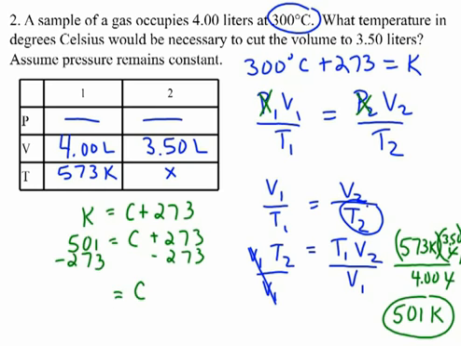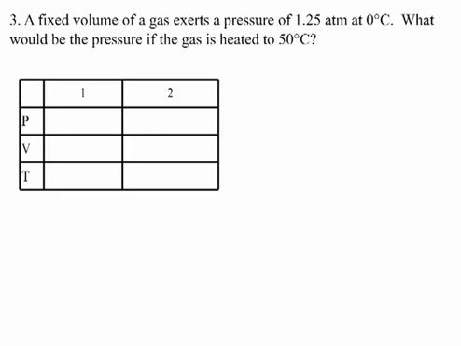And when we do that, 501 minus 273 works out to 228 degrees Celsius. So that's how you work through that particular problem. Let's take a look at problem number 3.